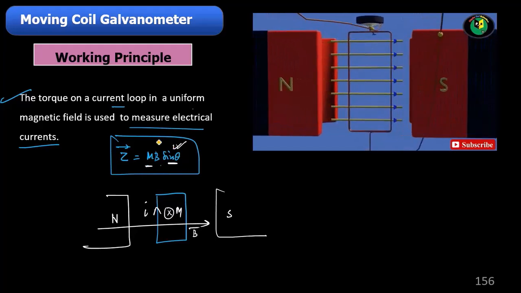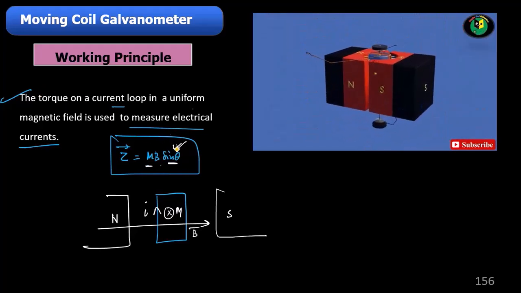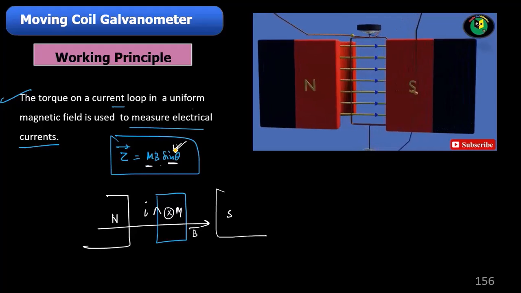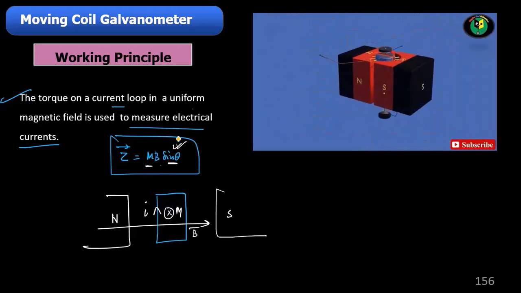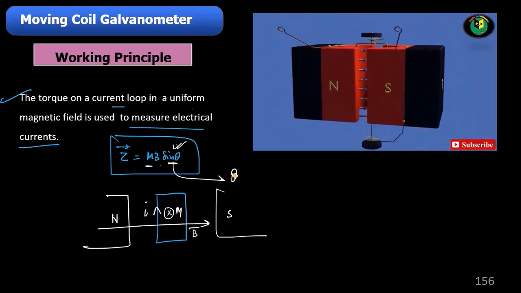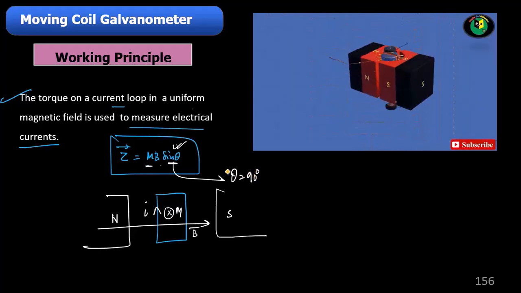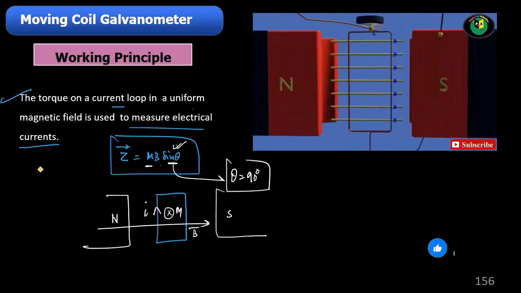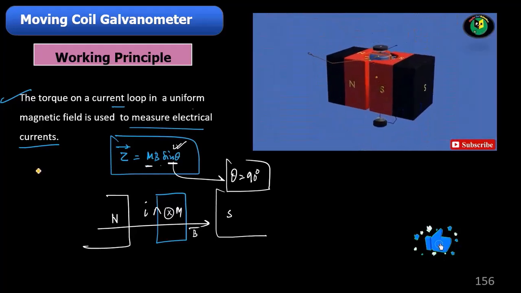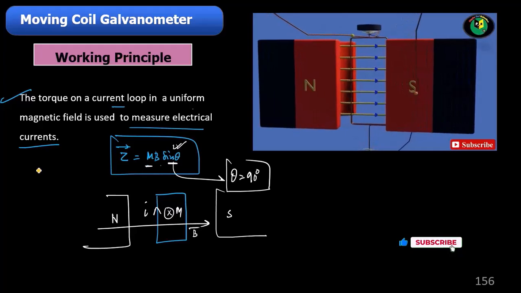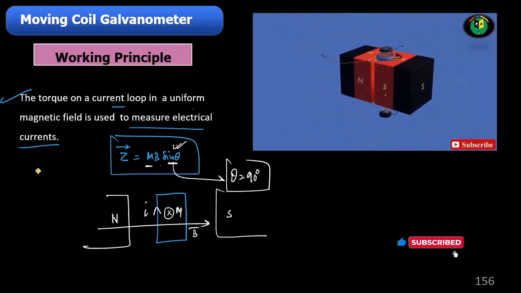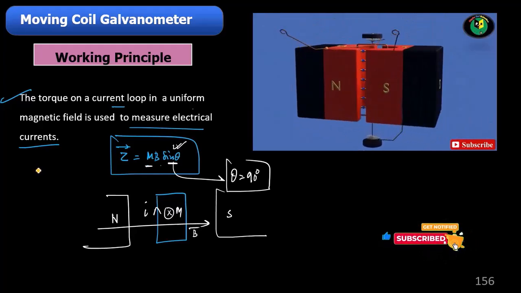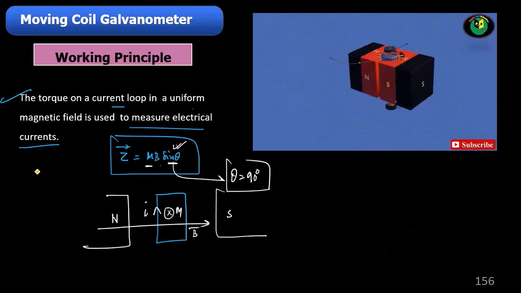But one of the important facts about the moving coil galvanometer is that I should apply this torque in such a way so that theta is always 90 degrees. Okay. So whenever we apply the torque, the magnetic moment direction is changed and correspondingly B remains fixed. Always the magnetic field and the direction of the magnetic moment should be perpendicular to each other. That means theta is 90 degrees.